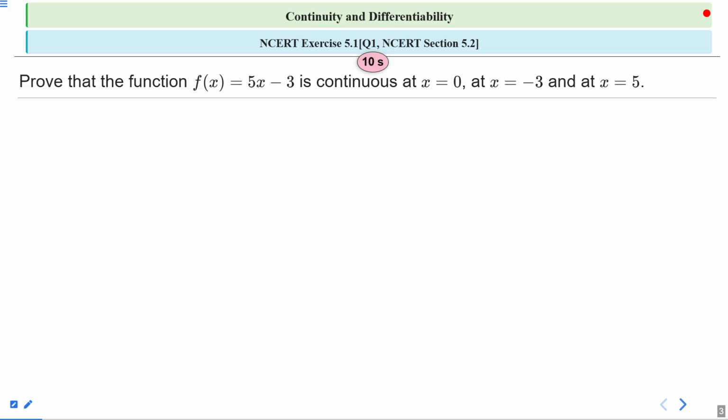So in this way you can think about this question. You have 10 seconds to solve or think about this question. After that, we will move to the solution part.